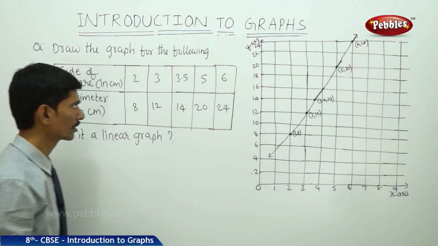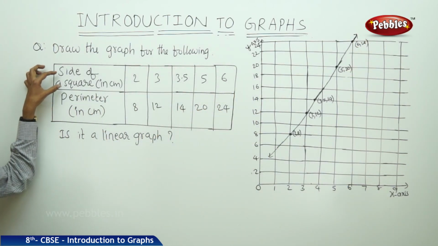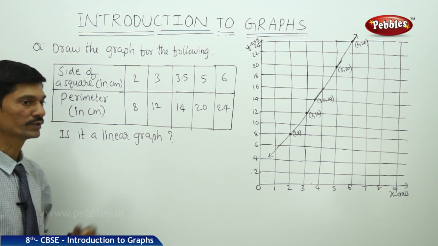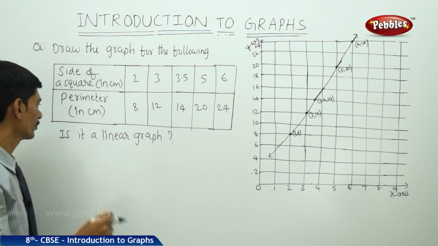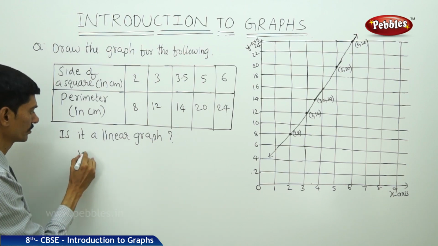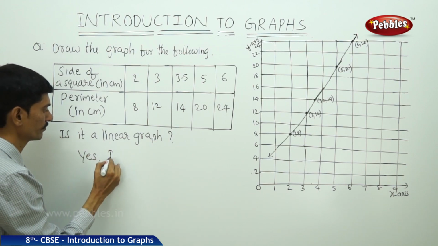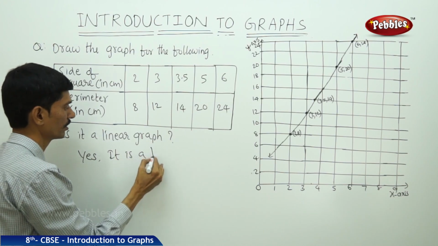So when you draw the graph of the side of a square and the perimeter of the square, we get a linear graph. Now is it a linear graph? Yes, it is a linear graph.